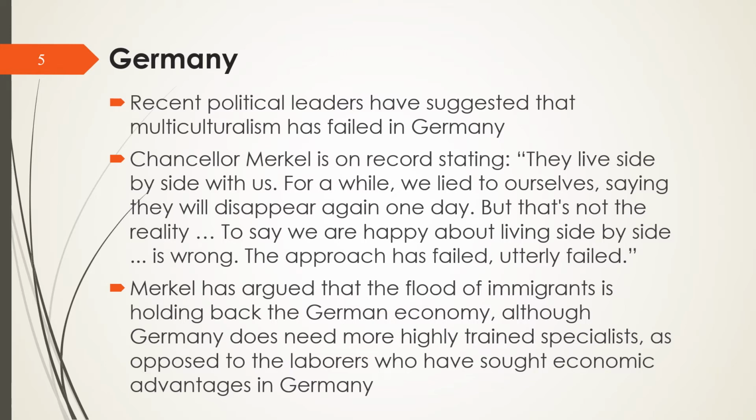Chancellor Merkel has said 2 out of 3 children under the age of 5 have a migrant background. And while in the 1960s people were brought to Germany as guest workers, there was never really an expectation that they would stay forever. And I quote, "They live side by side with us. For a while we lied to ourselves saying they will disappear again one day. But that's not the reality," Merkel said. "To say we are happy about living side by side is wrong. The approach has failed, utterly failed."